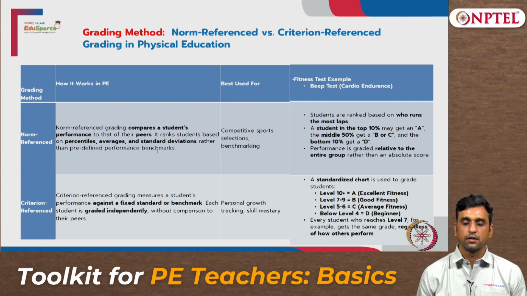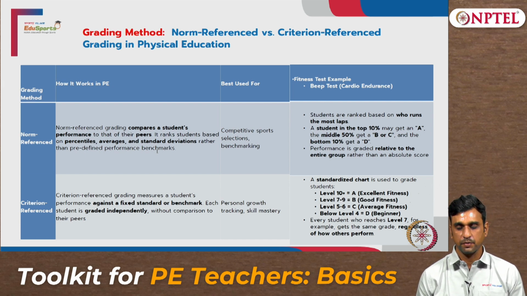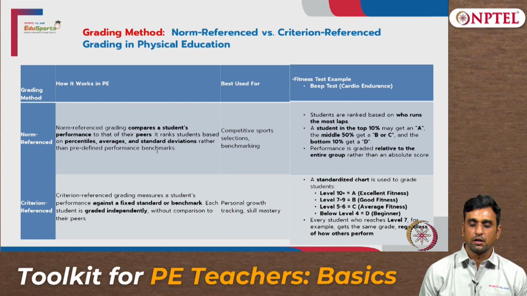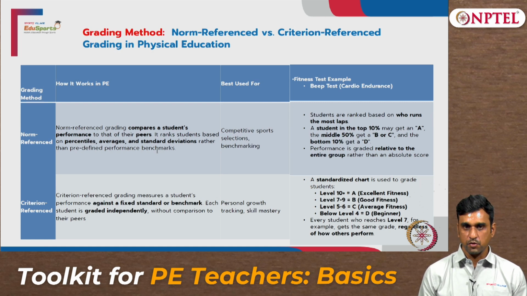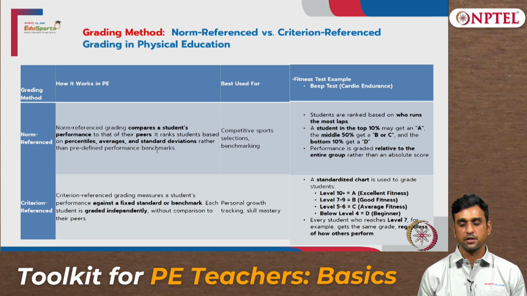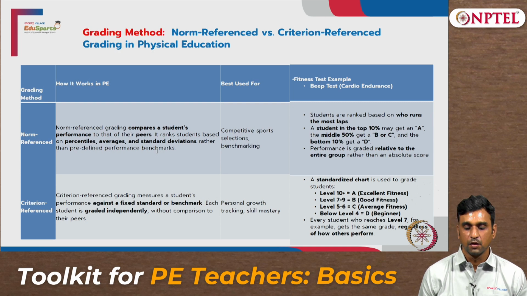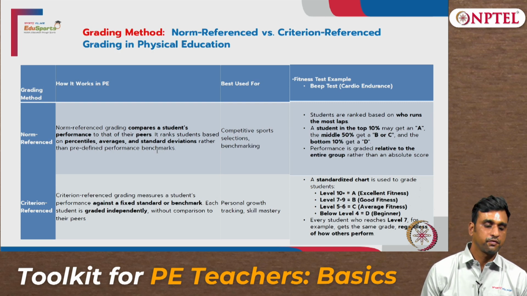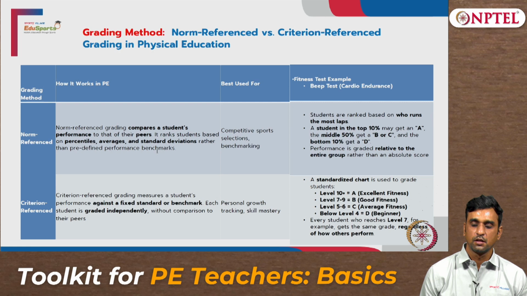Then you have an example like a beep test, right? Students in the top 10% may get an A grade. The next 25% may get a B grade. The next 25% may get a C grade. So it completely depends on how you want to design it. And the bottom 10% gets a D grade. So performance in the norm referenced method is relative to the entire group rather than an absolute score.